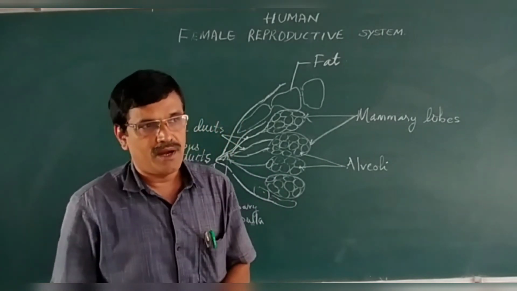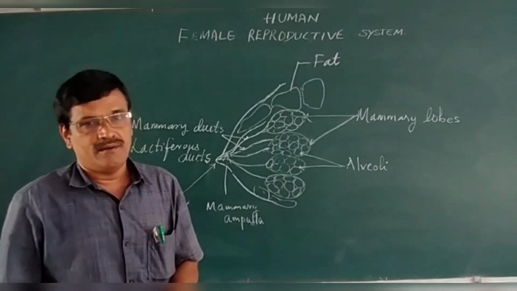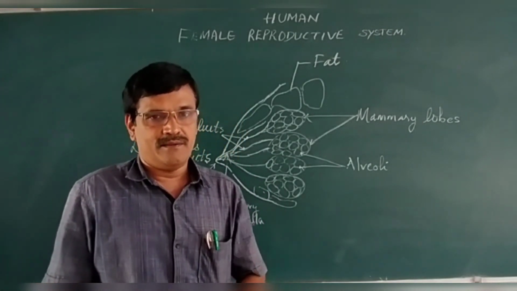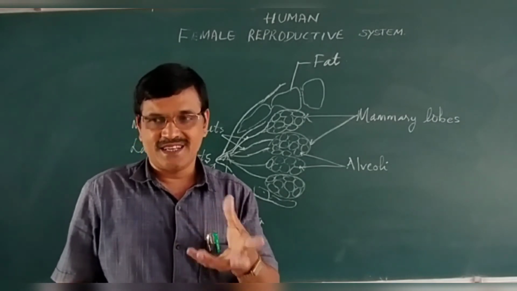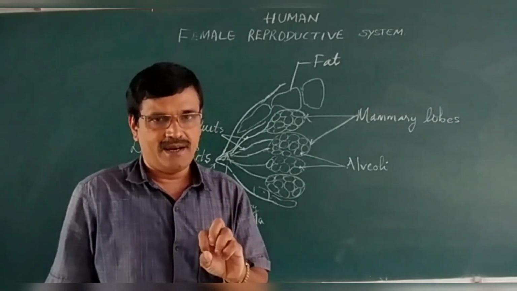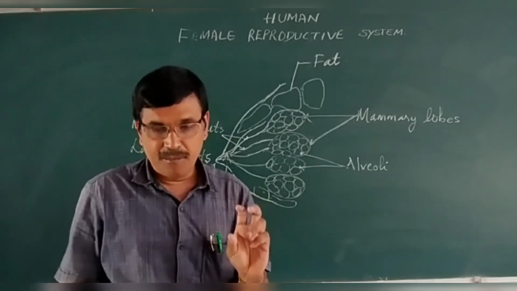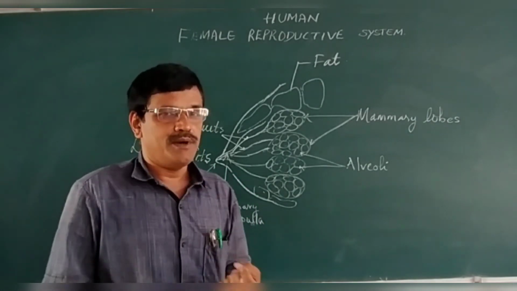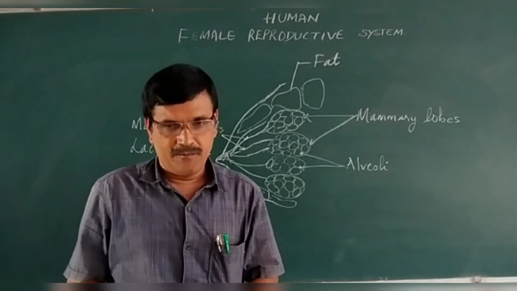The infundibulum has many finger-like projections, and these finger-like projections are arranged as a funnel. This structure is known as fimbriae, and fimbriae are helpful in capturing the ovum released by the ovary.